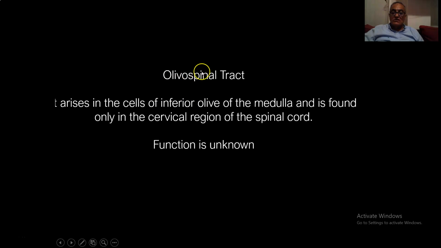The superior olive is not involved in this, it is involved in hearing. But the olivospinal tract, as you took before, or we said it before in the cerebellum, the olivospinal fibers pass from the inferior olive and goes to the cerebellum, and the inferior olive has also control on the upper limbs, olivospinal tract. So it is present in the cervical region, it is not present after that. The function is unknown.